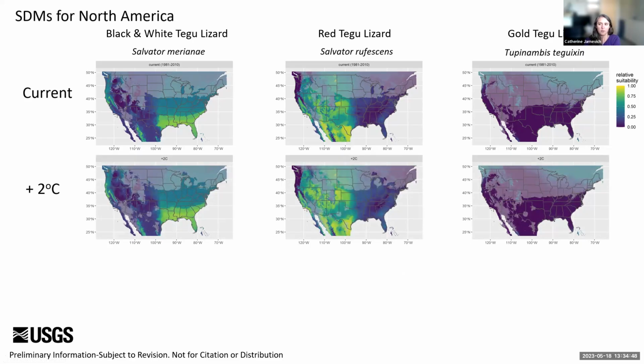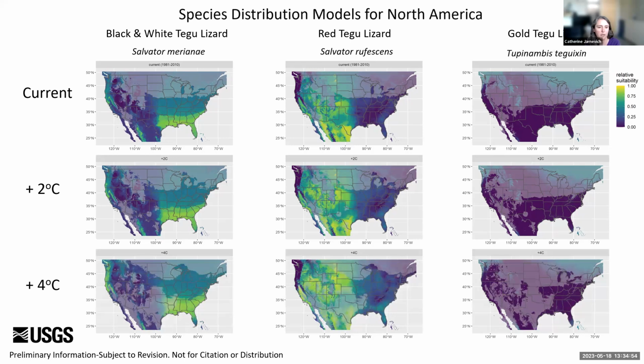And so we have the models for current conditions, and we applied it to a +2 degrees C scenario and also a +4 degrees scenario. And so we can see that for the black and white tegu lizard, which is well established in Florida, there's definitely a northward movement in suitability, with the southern tip of Florida having a decreased suitability. But for these other species, there's increased potential suitability in the southern tip of Florida.